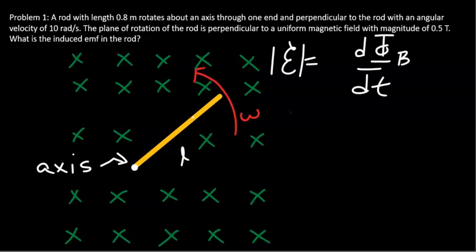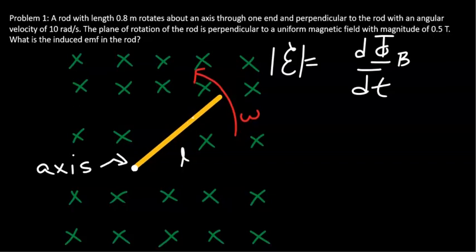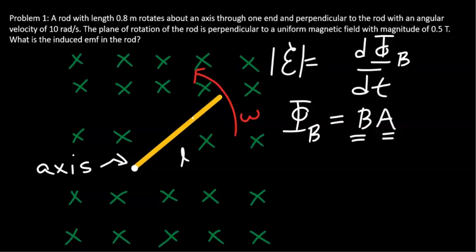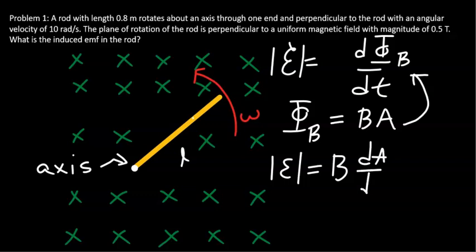Now we note that in this particular problem, the magnetic field is not changing. It is pointing in the same direction with the same magnitude. So since we know the magnetic flux in this case is given by BA, B is the magnetic field and A is the area through which the flux is calculated, substituting this expression in there, you see that the magnitude of EMF is quite simply B dA/dt.